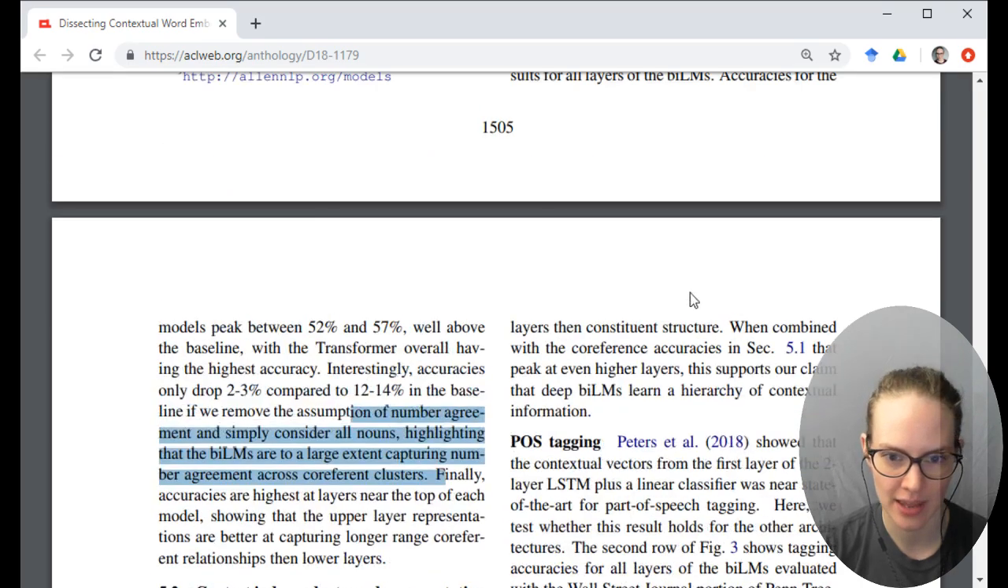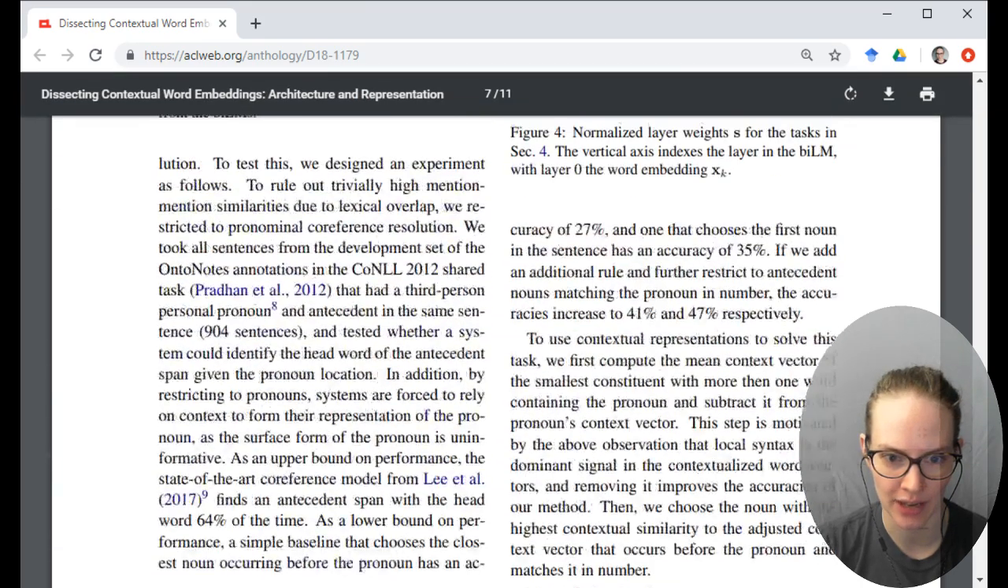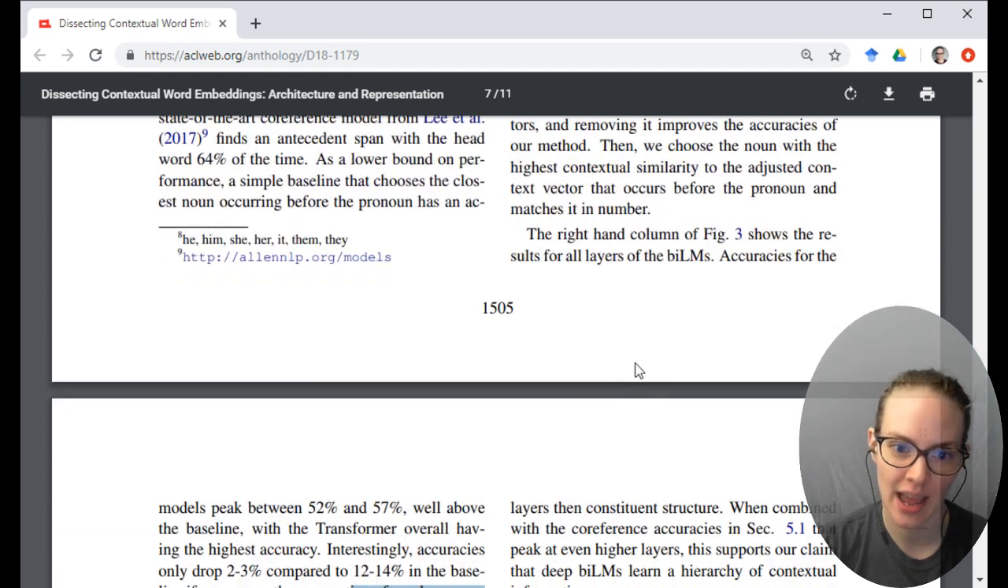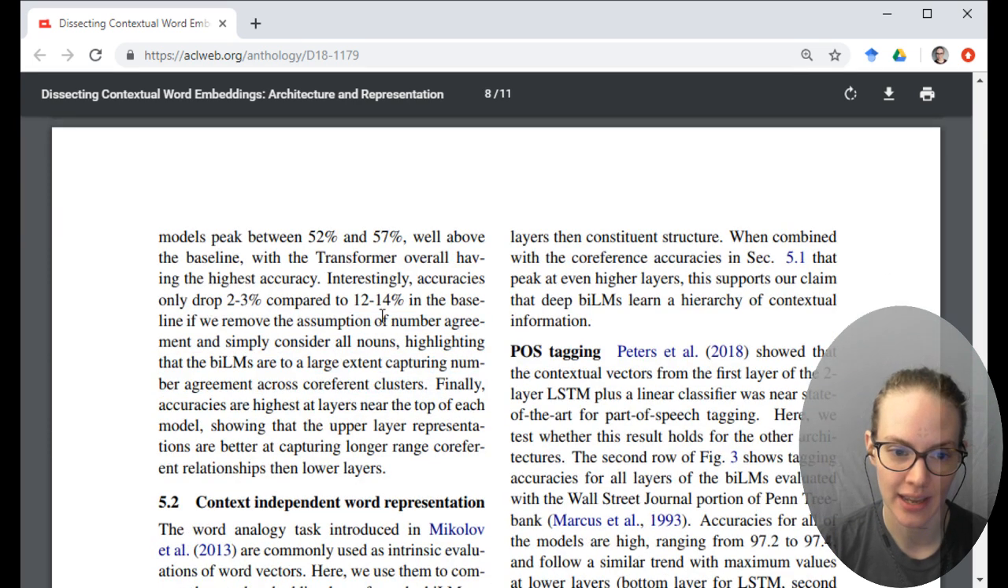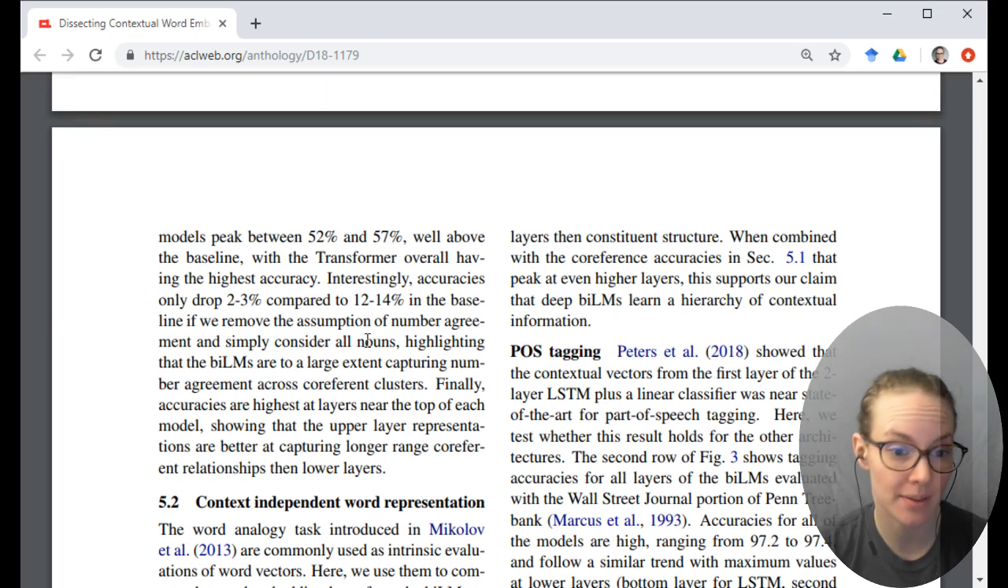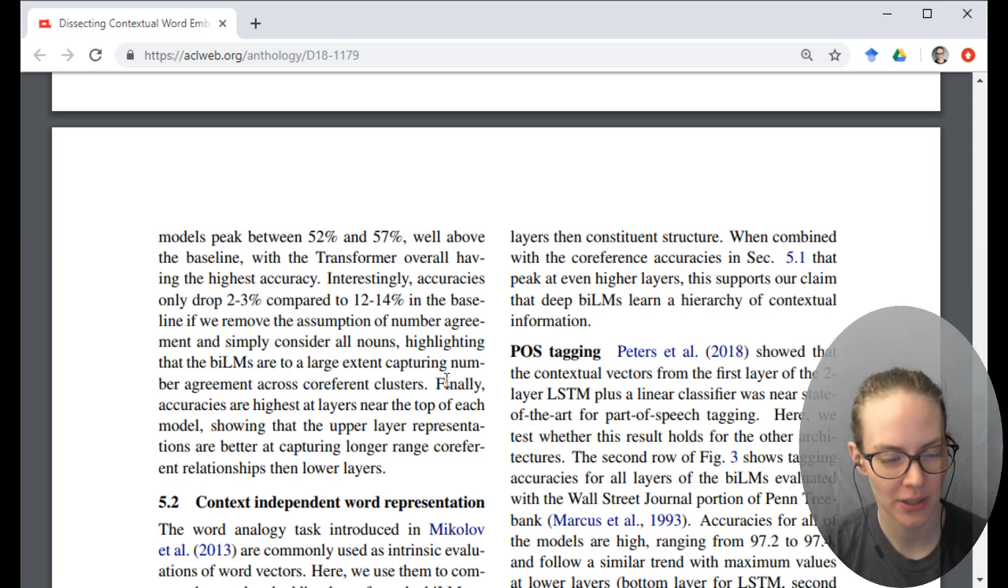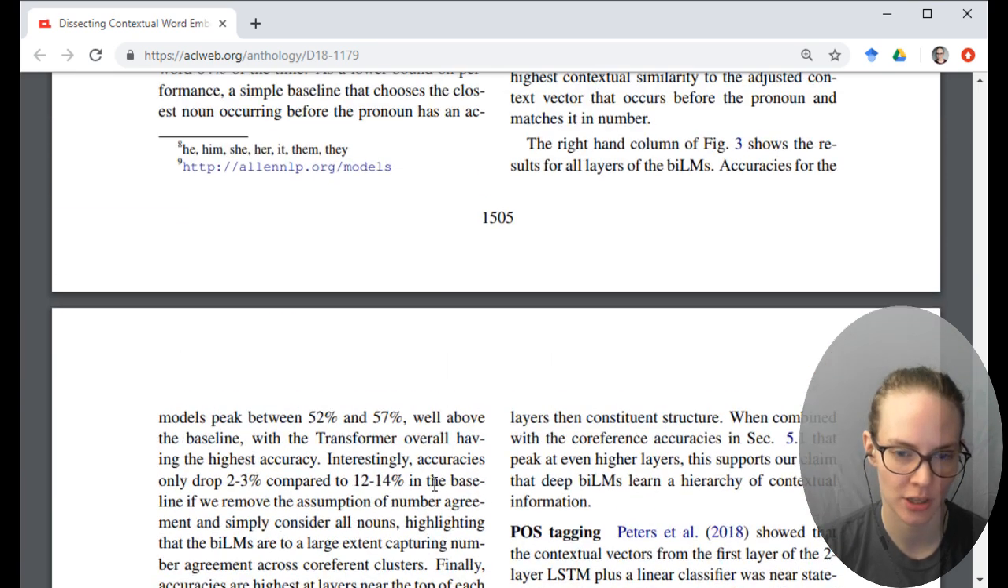Interesting. So they manually said that we only want to look at things that agree in number, a rule that they also added in this baseline. The baseline relies on this very heavily, and their method relies on it much less heavily. They're taking this as evidence that their method has information on number to some extent. Finally, accuracies are highest at layers near the top of each model, showing that upper layer representations are better at capturing longer range co-referential relationships than lower layers.